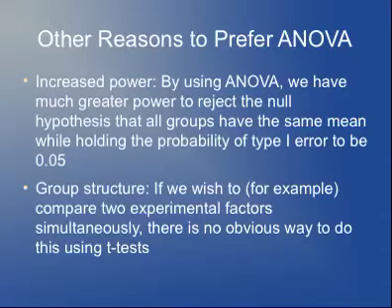And there's other reasons to prefer ANOVA as well. First of all, as I said before, you get better power. If you use ANOVA to test the null hypothesis that all the groups are equal, it turns out you have much better power to test that hypothesis than if you just did a bunch of pairwise comparisons. You can construct examples where you do the pairwise comparisons and none of them are significant, but the ANOVA is still significant.